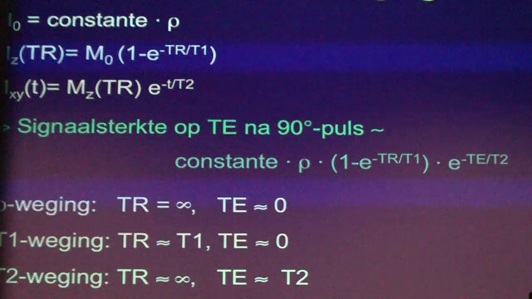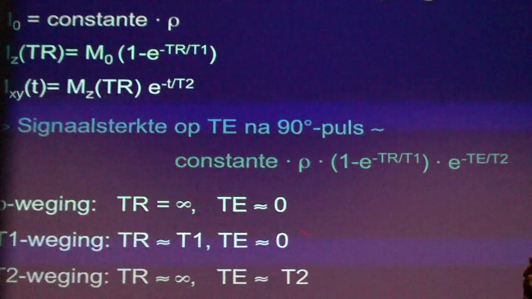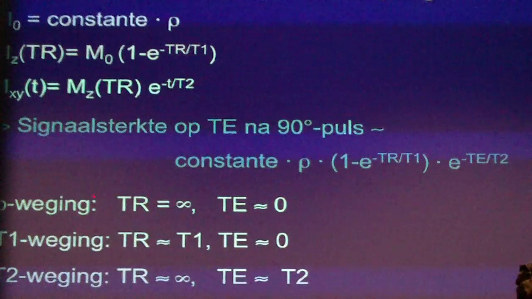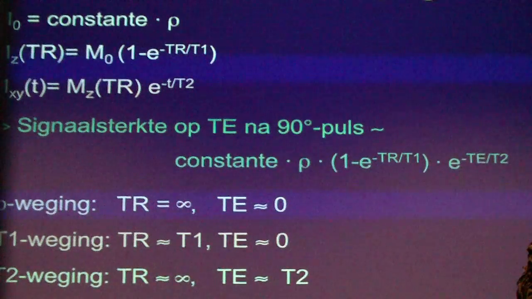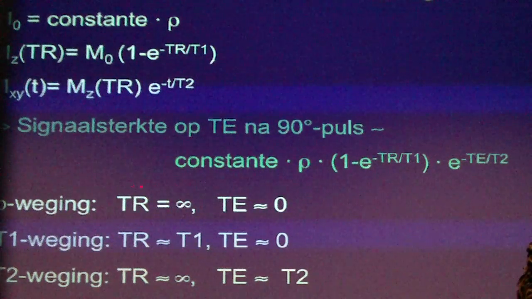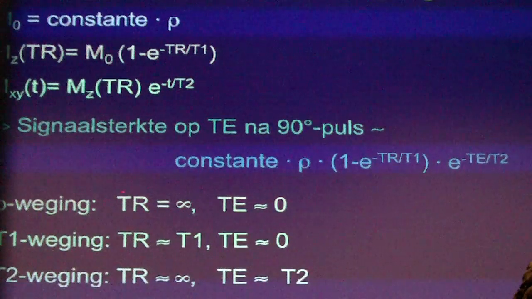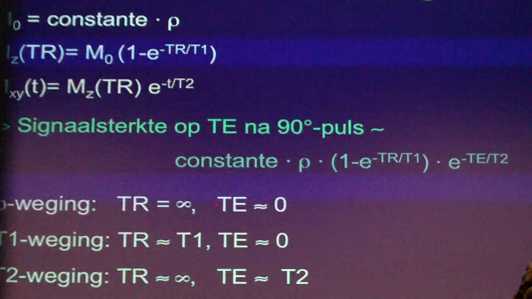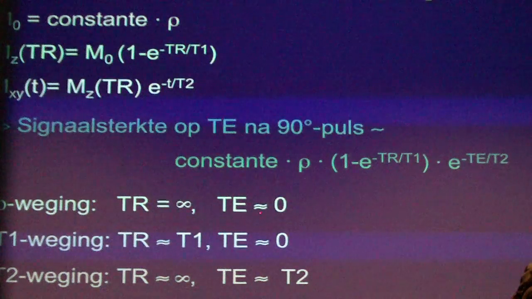So these are the formulas. We skip these, but this is actually summarizing what we just said. If you want to have proton density weighted images, so the more protons are there, the more intensity we have, the repetition time should be long, because that means that we don't have T1 weighting, and the echo time should be short, because it means we don't have T2 weighting.